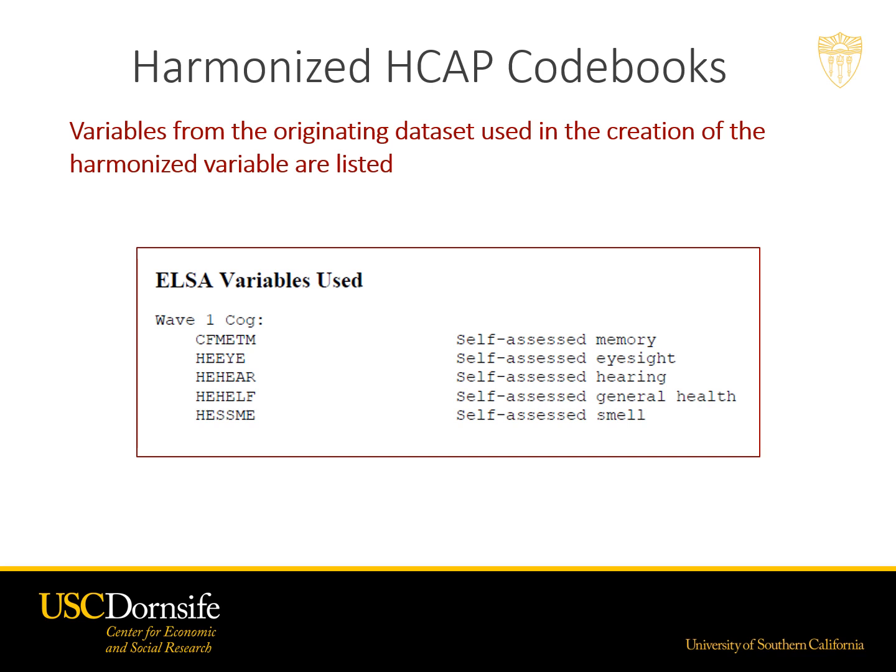The last thing we include in the harmonized codebook sections for each variable is a list of all the variables from the originating survey dataset that we used in the creation of that harmonized variable. This information is helpful if you want to go back to the study and look at the questionnaire or the study's codebook to see exactly what variable we used and why. We try to be as transparent as possible on how we create these harmonized datasets.